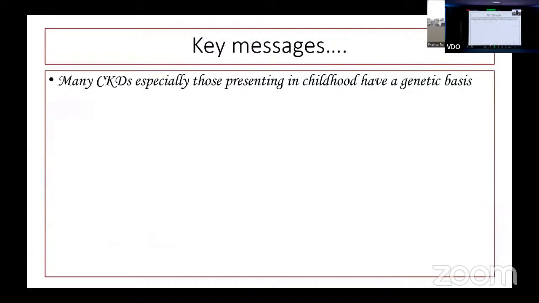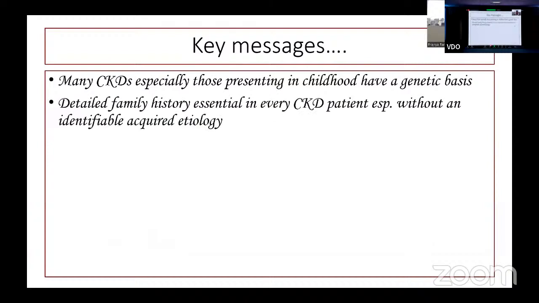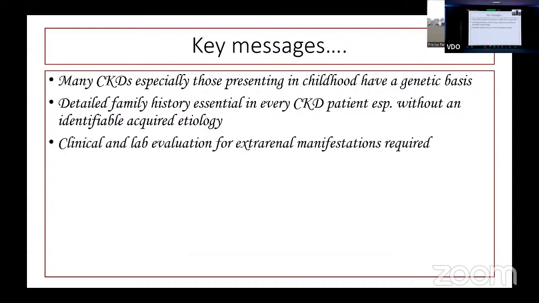So I'll conclude here with the following key messages: that many chronic kidney diseases, especially those presenting in childhood, have a genetic basis. A detailed family history is essential in every CKD patient, especially when you do not have an identifiable acquired etiology.